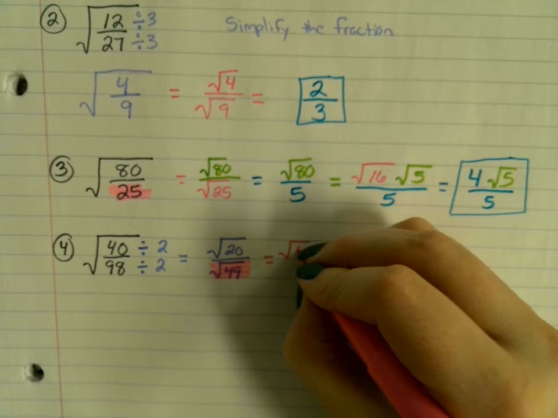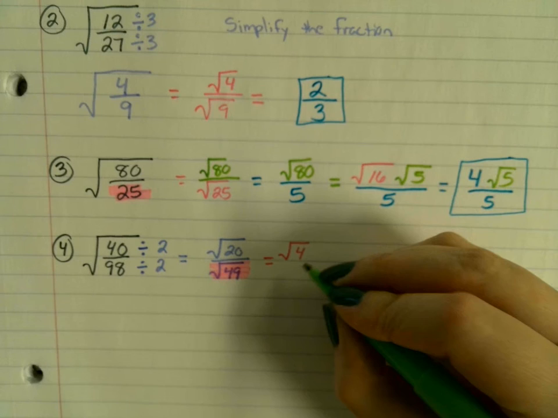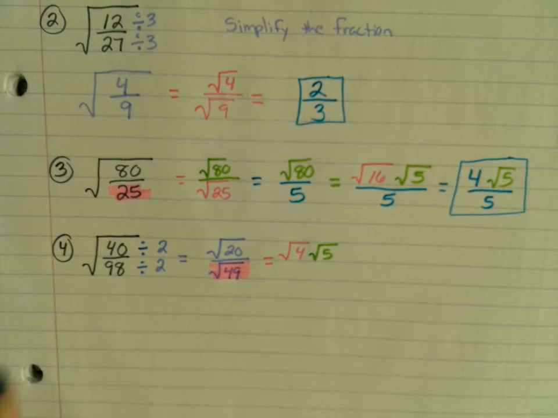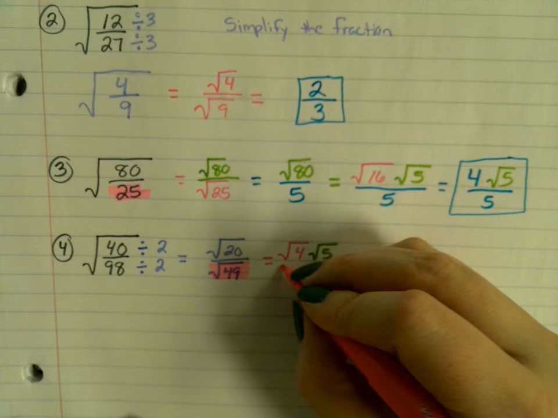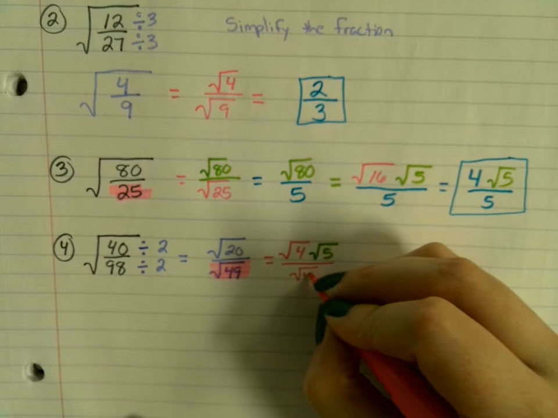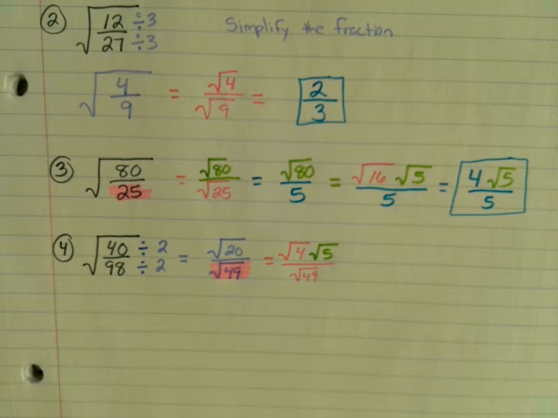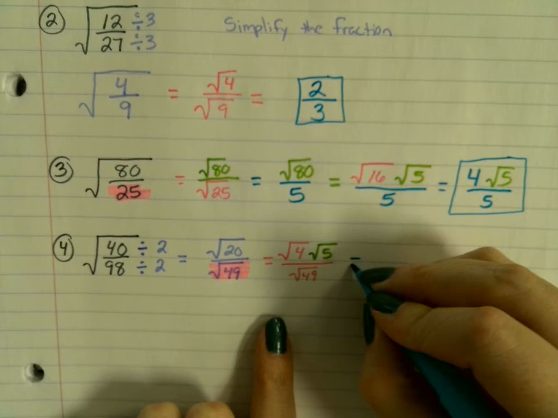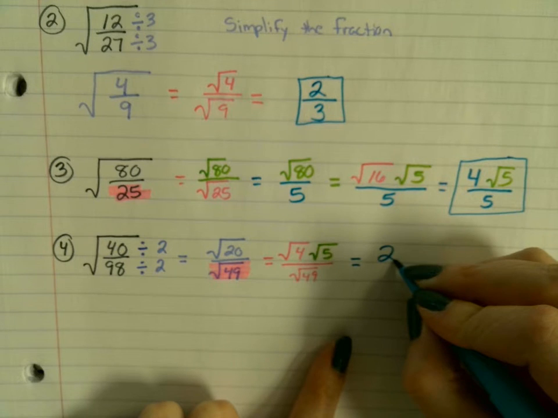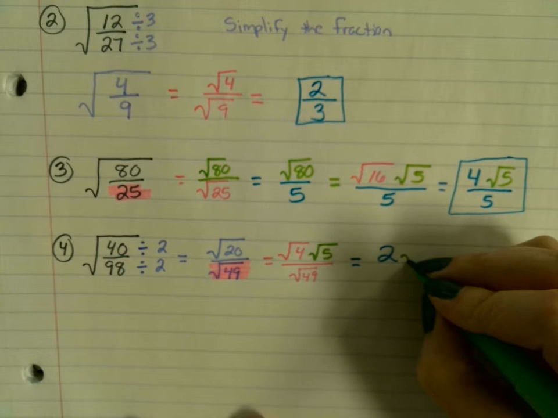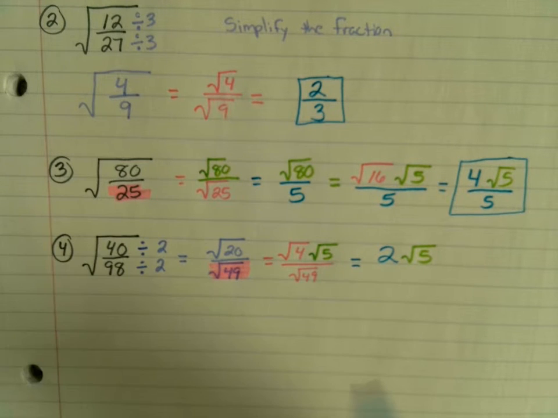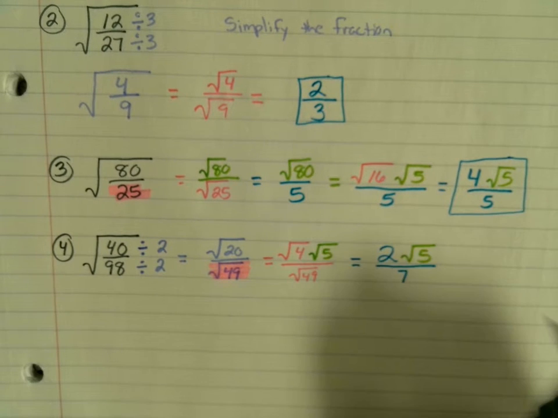times the square root of 5, because 4 times 5. And then all of it over square root of 49, which was perfect. Okay, so let's go ahead and take our perfect squares now. What's the square root of 4? 2. So I get 2 square root of 5. And then what's the square root of 49? 7, over 7. Can I simplify 2 over 7? No. So then this is my final answer.